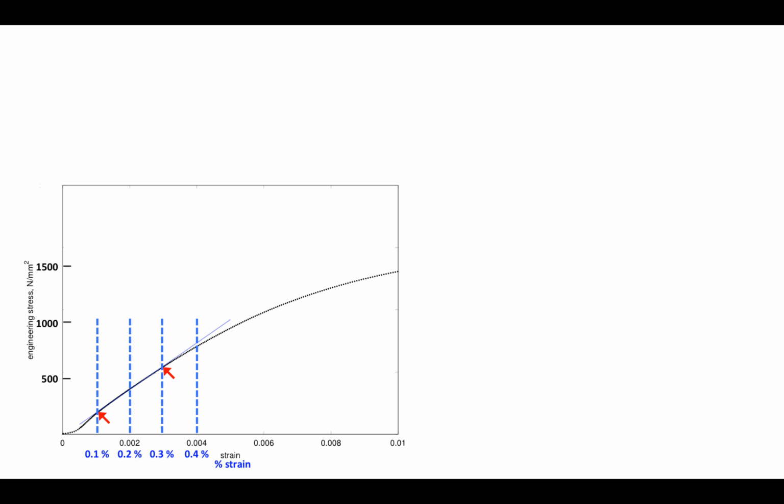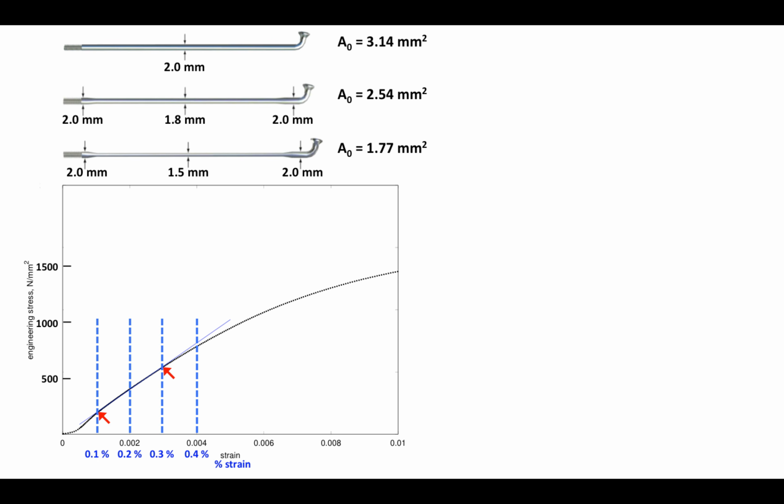Here's the same stress-strain curve we've seen before. Remember that stress is measured in newtons per square millimeter on this graph. These are the three spokes we want to compare, and these are the cross-sectional areas, which for each one would be A0. For the time being, we're going to make an assumption that all three have the same elastic modulus of 200 gigapascals. Here's my formula for the elastic modulus.